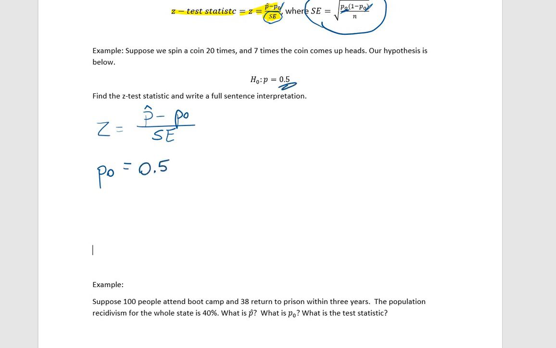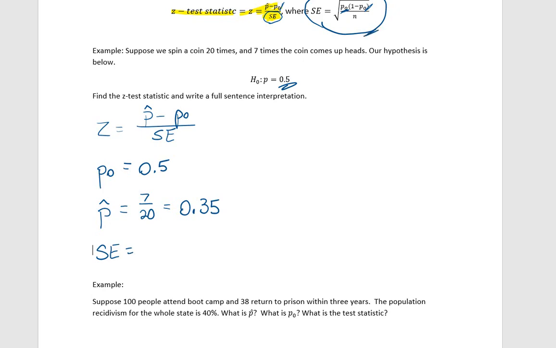We also need the p hat. Well, it said we spun it 20 times and 7 came up heads, so that's going to be 7 out of 20, which is going to give us 0.35. And then we also need to find our standard error.